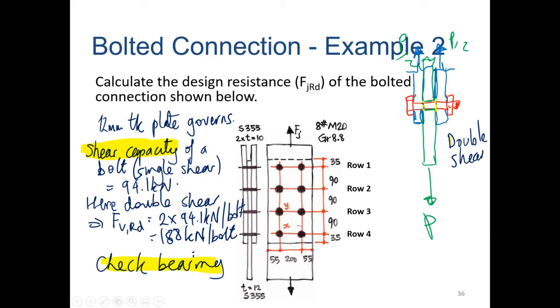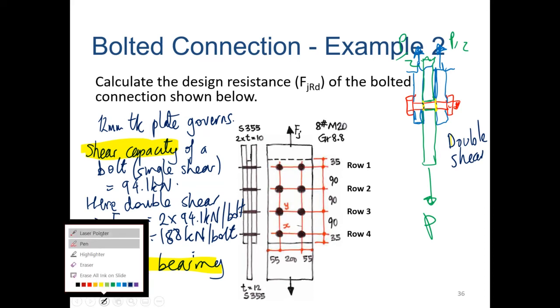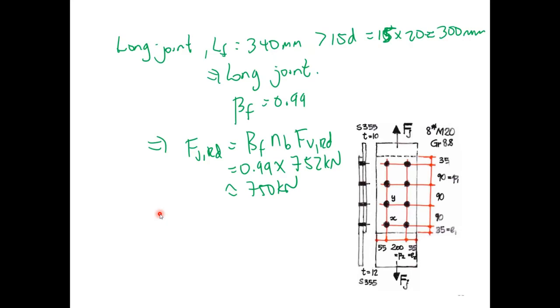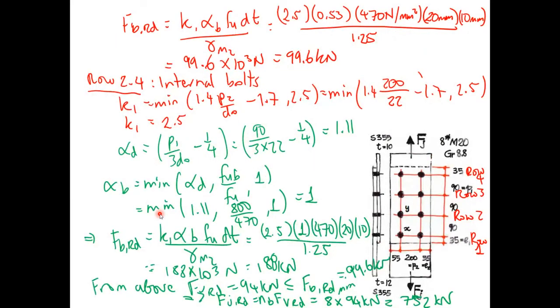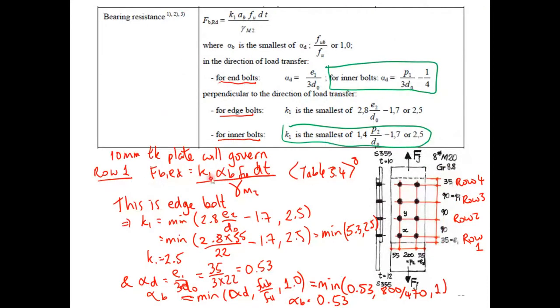So I'm going to check bearing as the next thing I'm going to do. I checked for bearing last time for the edge distance. If you look at the bearing check in here, we have k1 times alpha b f_u d times t. K1 is a minimum distance along here. K1 is the same in this case because we haven't changed the layout of the bolts. All we've done is put an extra 10mm plate on the outside. So in this next example, k1 is still going to be equal to 2.5.